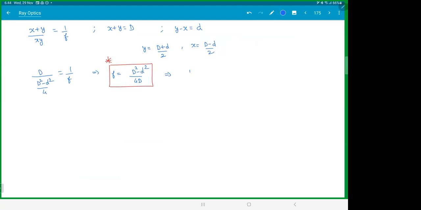So this can be written as d square minus 4Df minus D square is equal to 0. So if you take d common, this is 4Df.